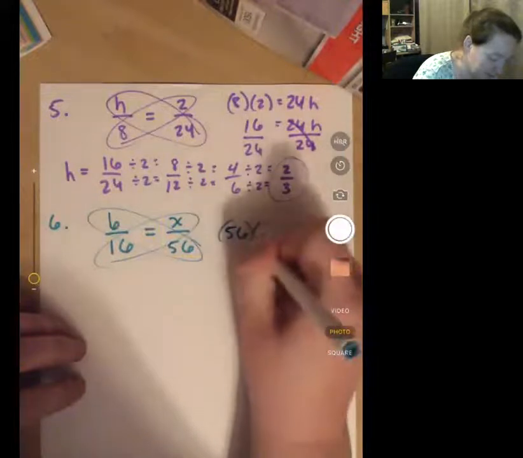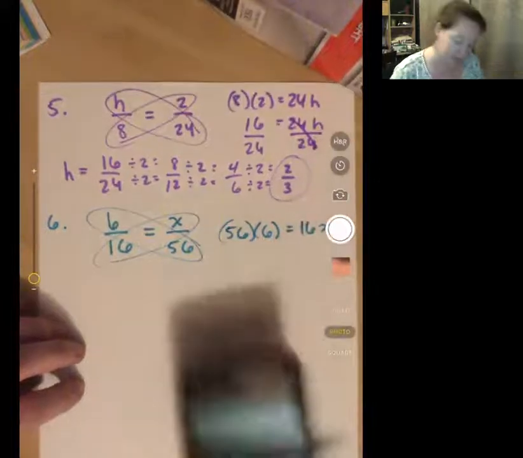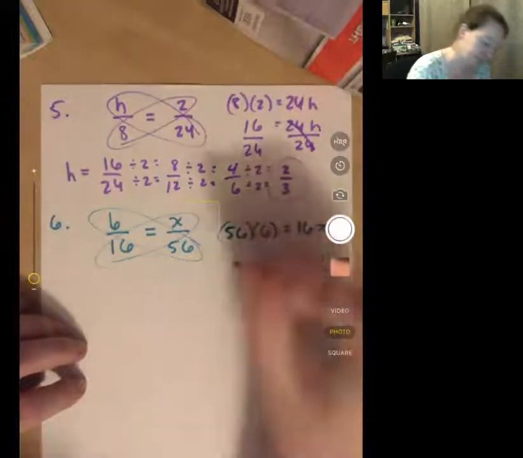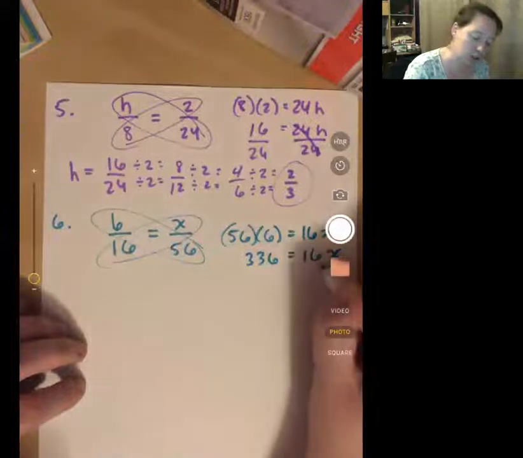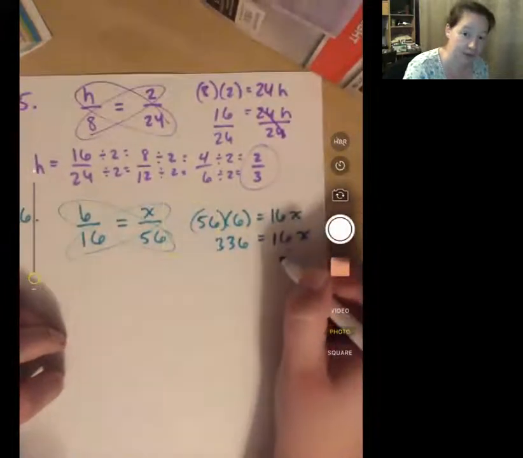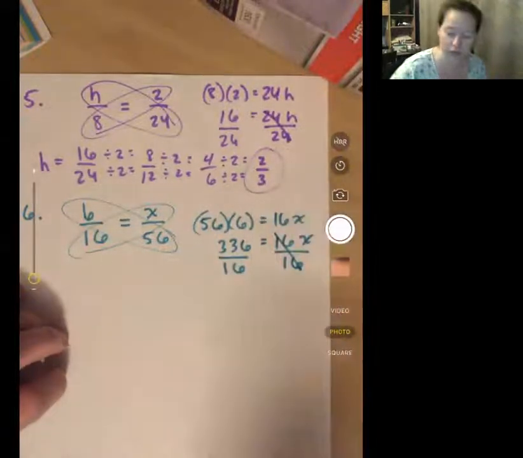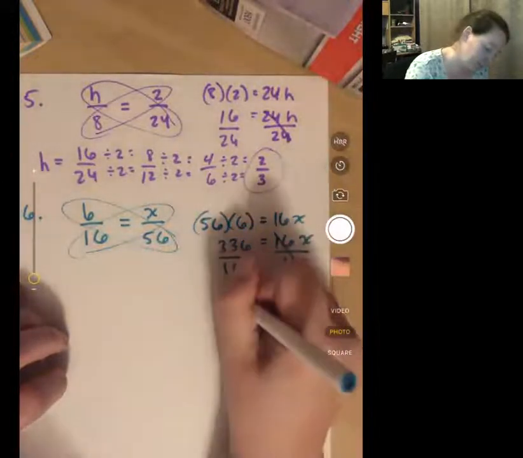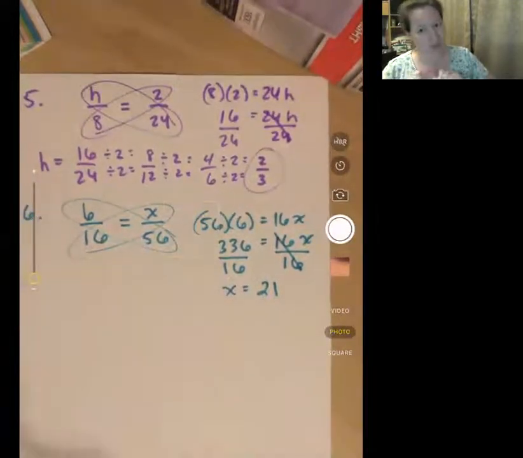56 times 6 is equal to 16x. 56 times 6, 336, equals 16x. We are going to divide by the 16 because it's connected by multiplication, so we need to divide to get rid of it. 336 divided by 16 equals 21. So our height is 21. This is why we have calculators, guys.